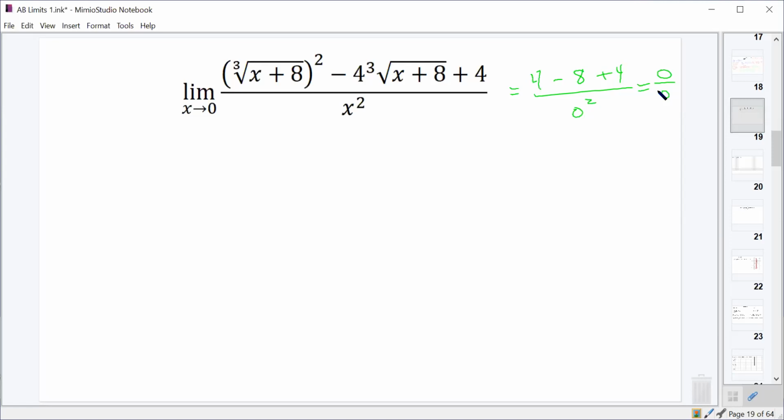Let u equal the cube root of x plus 8. Sounds good to me. We'll let u equal the cube root of x plus 8. And this time, let's go through and figure out what x is right off the bat. So if u is the cube root of x plus 8, then u cubed is x plus 8, or x is u cubed minus 8. And if x is approaching 0, what is u approaching?